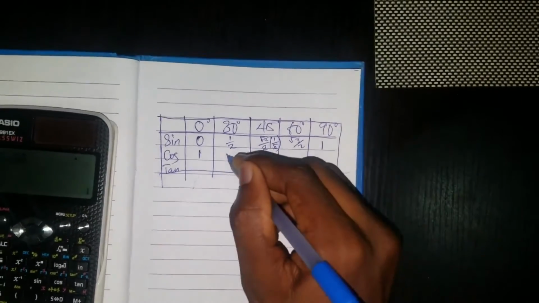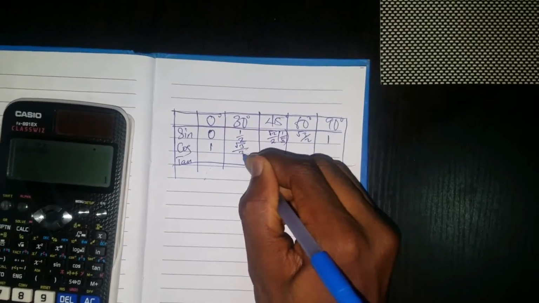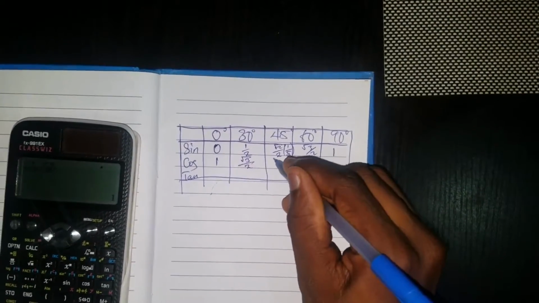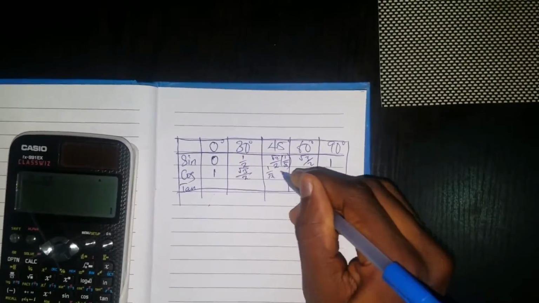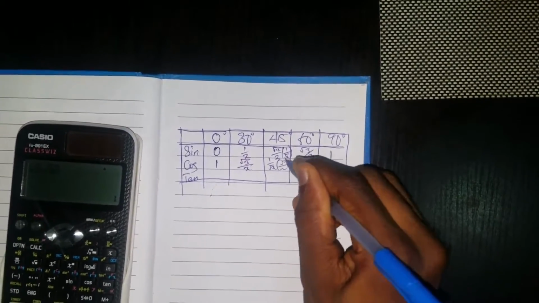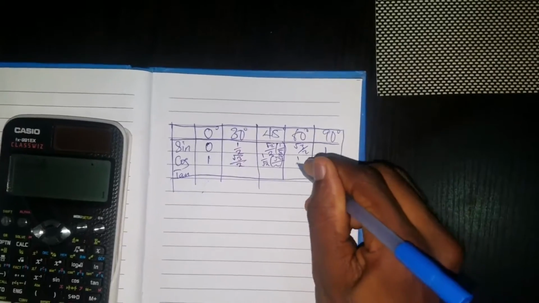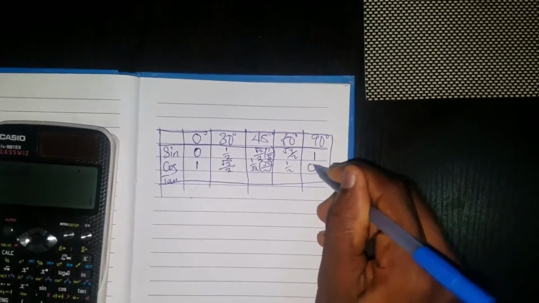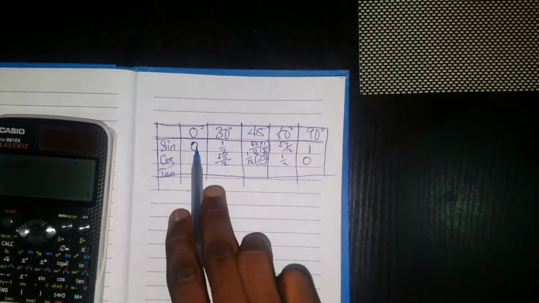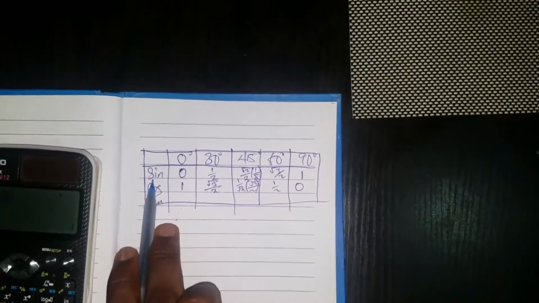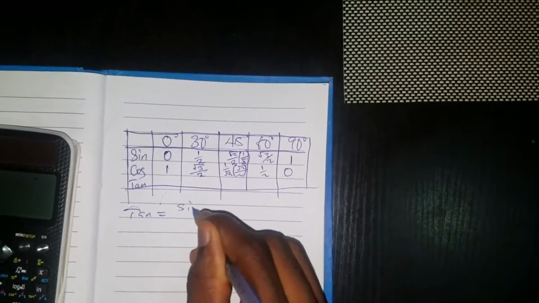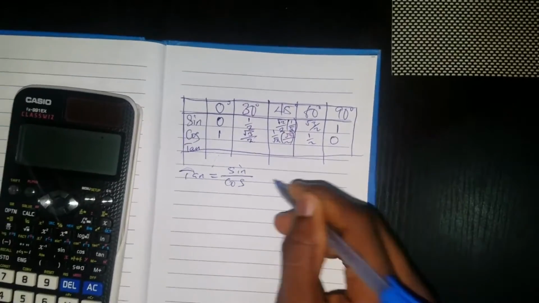Then as for cos, all you have to do is start from here and do it backwards. I'm going to have 1, root 3 over 2. Then backwards here, we have 1 over root 2 or root 2 over 2. And as for this, 1 over 2, then 0. So basically, cos is the same as sine, but starting from this way. So you have it.